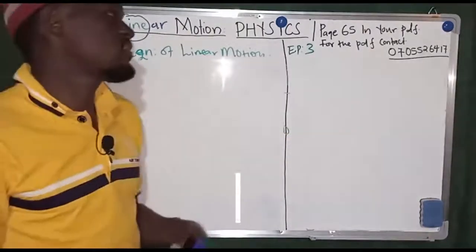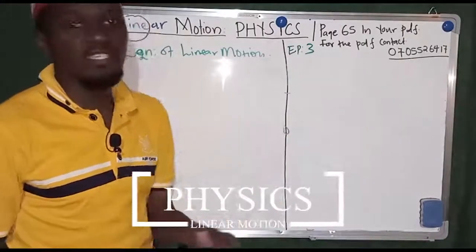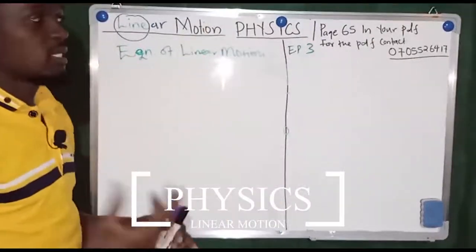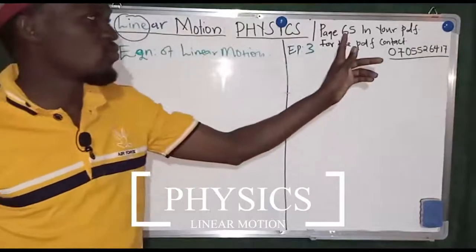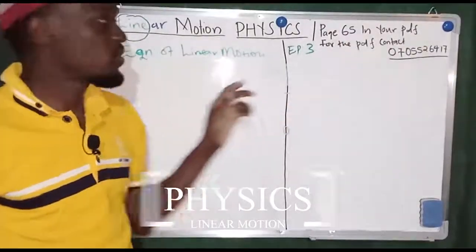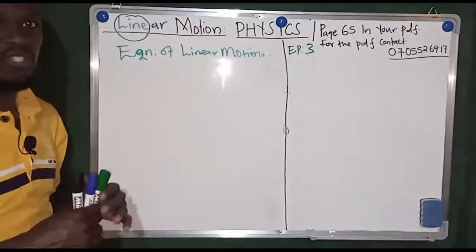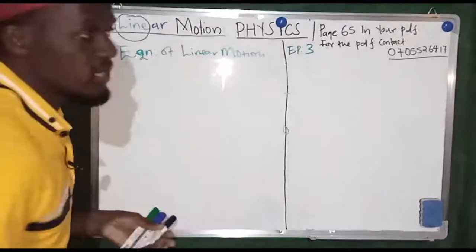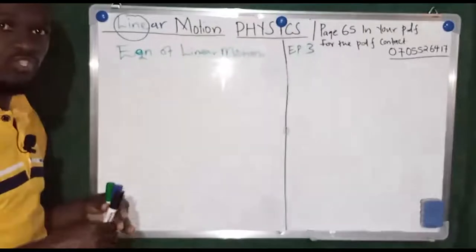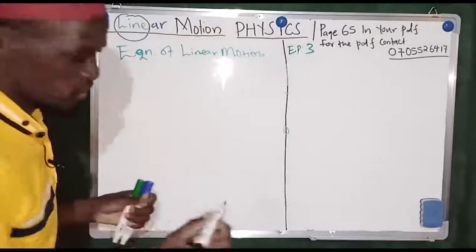If you don't have the PDF or the book, you contact me, I send it to you. Now, if you have the book, you go on page 65, where you see linear motion, and you start calculating the numbers. Let us see how you get the third equation of linear motion.